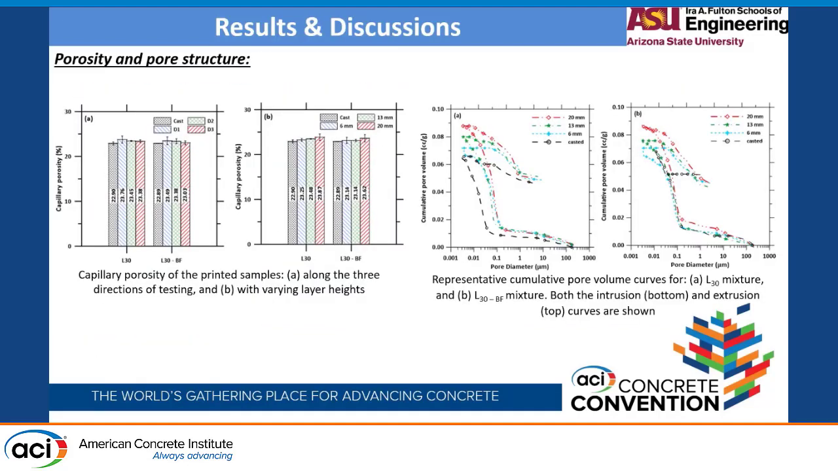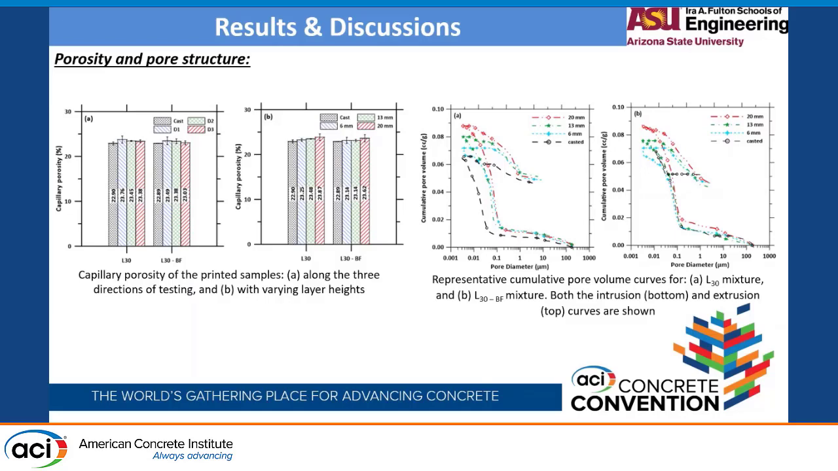These are the capillary porosities that were obtained using the vacuum saturation method. So it can be noted that the 3D printed structures had slightly higher capillary porosities as compared to the cast samples, which can be attributed to the absence of vibration that we give in the cast samples and is not present in the 3D printed samples.